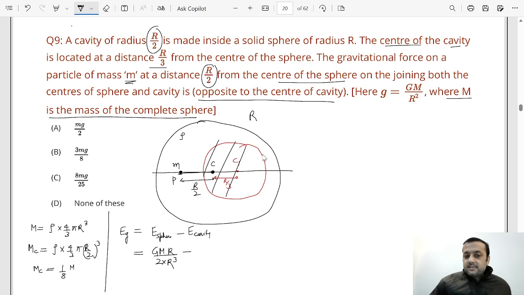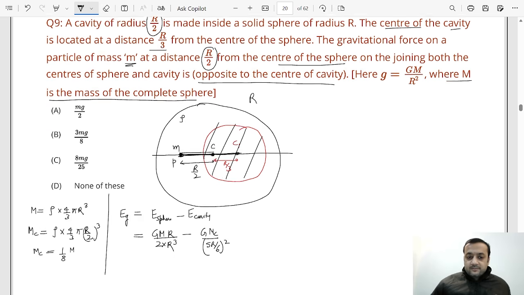For the cavity region, this point was an outside point. So you will use the formula GM by x square. So G into mass of cavity by x square, where x is the distance between the center of the cavity and the particle. So that means R by 3 plus R by 2, which means 5R by 6. So that means 5R by 6 whole square.